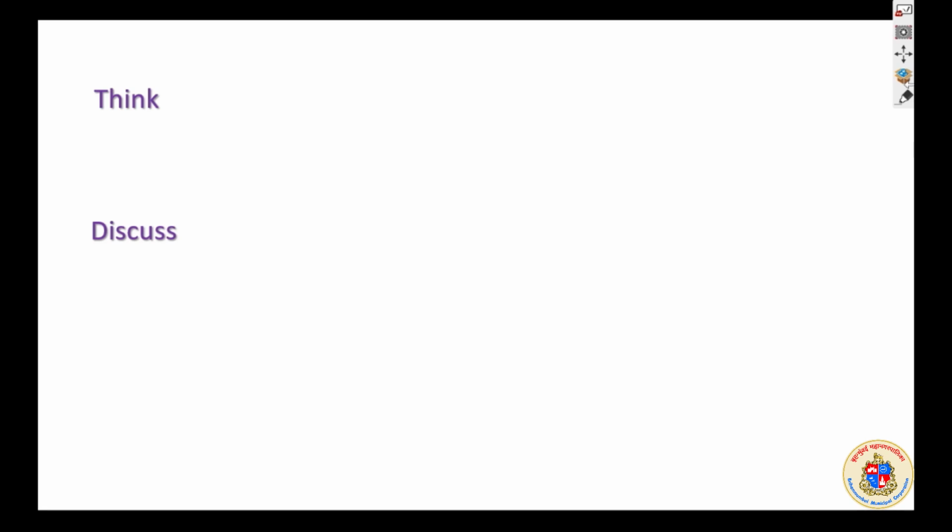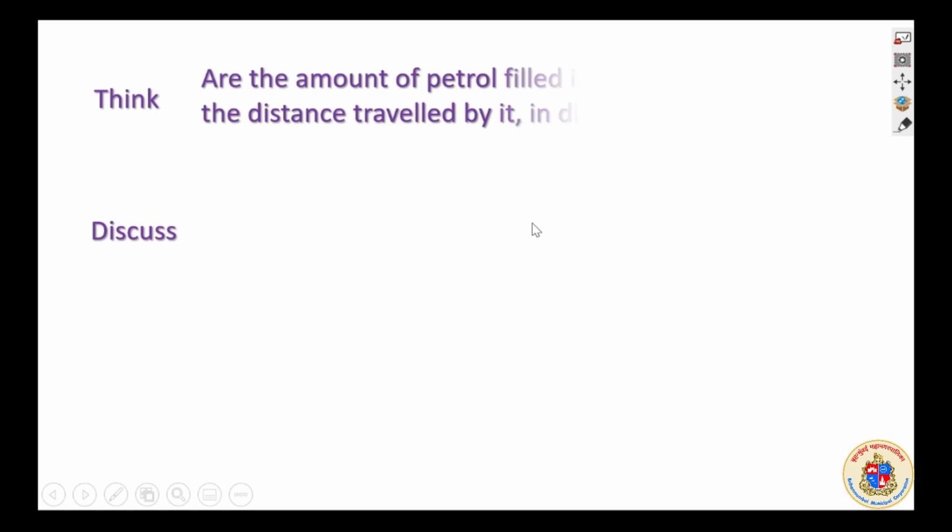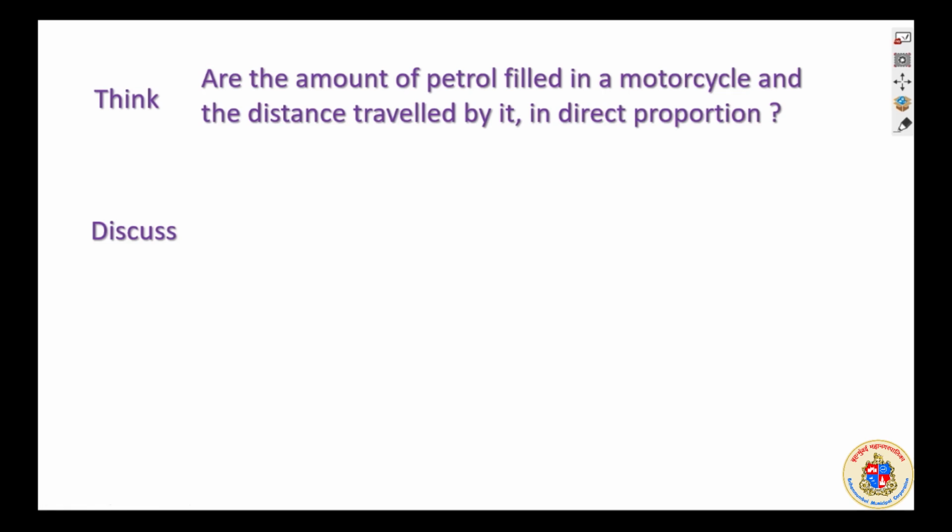Let us think and discuss something related to what we understood. We understood that in direct proportion, when one data increases, the other also increases. The ratio is constant. Here is something for you to think. Are the amount of petrol filled in a motorcycle and the distance traveled by it in direct proportion? In a motorcycle, if you put more petrol, more distance can be traveled. When more petrol, more distance.